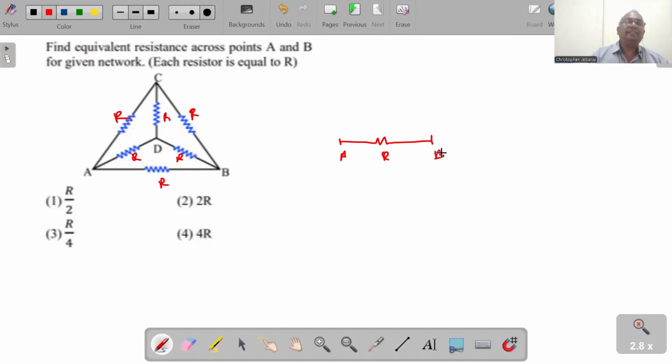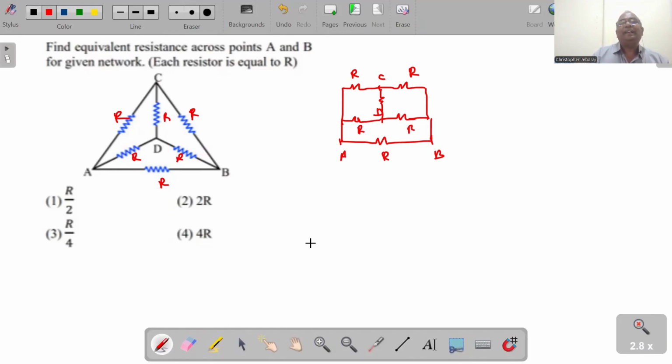Let us take this path ADB: A to D, D to B. They are in series. This is D. Next, ACB: A, C, B. This is C. C and D are connected with a resistance. Everything is R. It is a bridge balance condition.